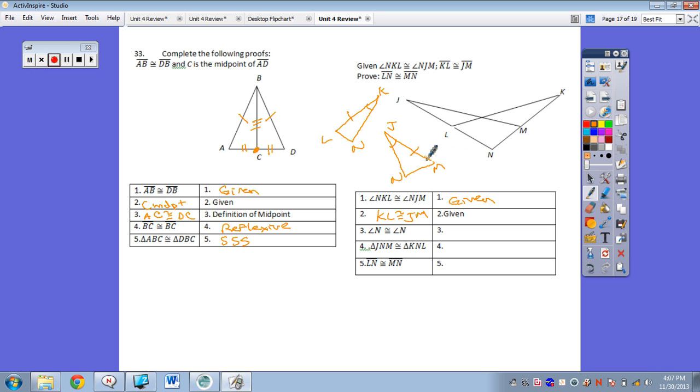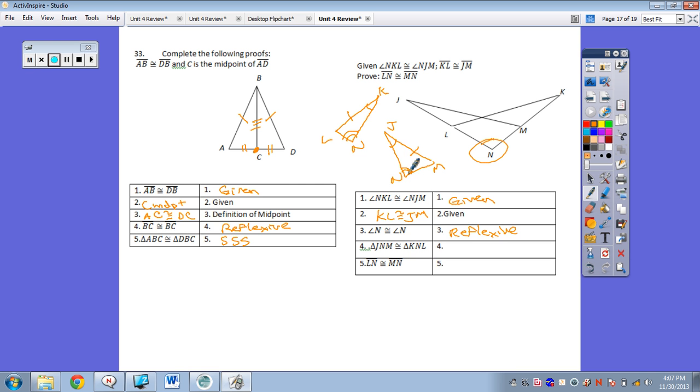Alright, and then if you're looking at both of the triangles, the overlapping one here and this one here, they both have angle N in both of them. So angle N is congruent to itself by the reflexive property. Okay, so now you're looking at the two triangles. You have three things here. You have two angles and a side, and you have two angles and a side. So that is enough information to prove the two triangles are congruent, and they're congruent by angle, angle, side.